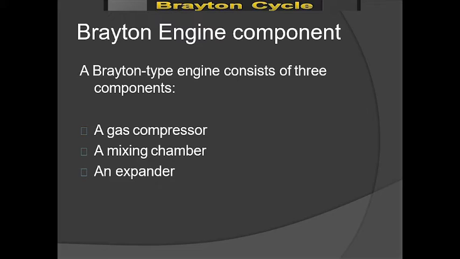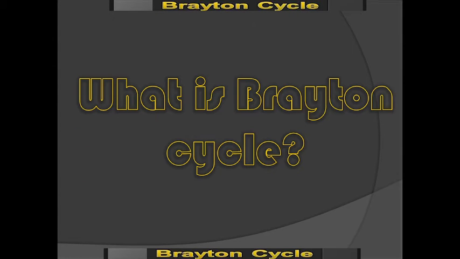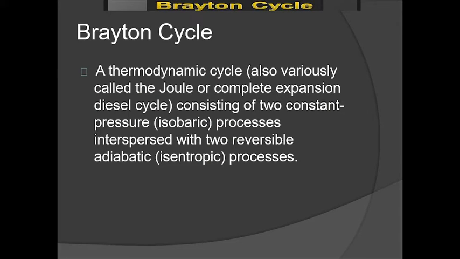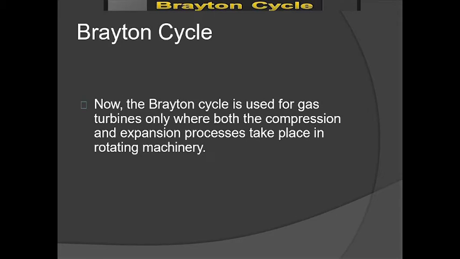So here are the Brayton engine components: a gas compressor, a mixing chamber, and then an expander. So what is a Brayton cycle? A thermodynamic cycle, also variously called the Joule or complete expansion diesel cycle, consisting of two constant pressure isobaric processes interspersed with two reversible adiabatic and isentropic processes.